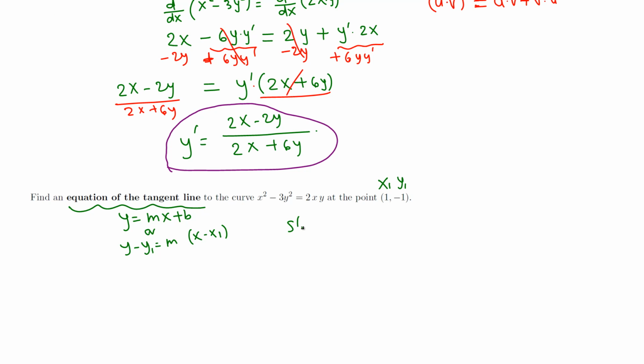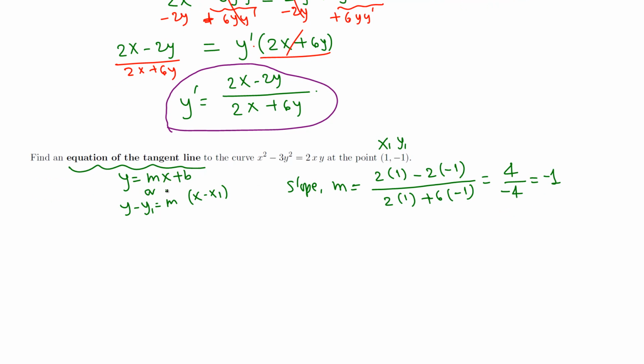Okay, so the slope m is, just plug in 1, negative 1 there, so 2 times 1 minus 2 times negative 1 over 2 times 1 plus 6 times y, where y is negative 1. That's 2, a negative and minus make plus, so this is 2 plus 2, 4. This is negative 6, 2 minus 6, negative 4. 4 over negative 4 is negative 1. So the slope is negative 1.